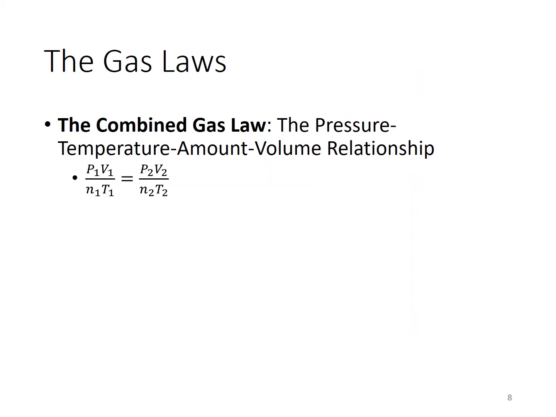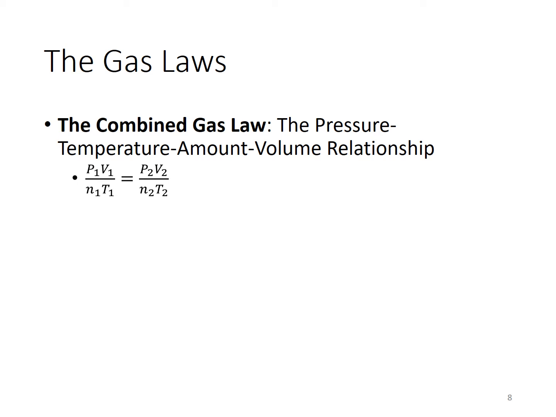All right, we can also combine these gas laws together. So you can have a pressure, temperature, amount, and volume relationship. And this is just jamming together what we had dealt with, all of those simple gas laws, so to speak. So here, P1 V1 over N1 T1 should equal P2 V2 over N2 T2. And this is actually, you could just start right here for all of the gas laws.